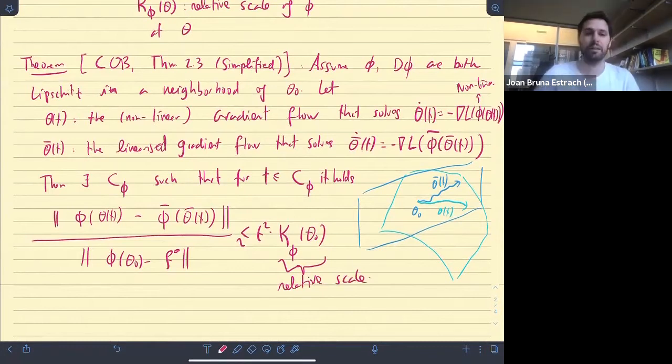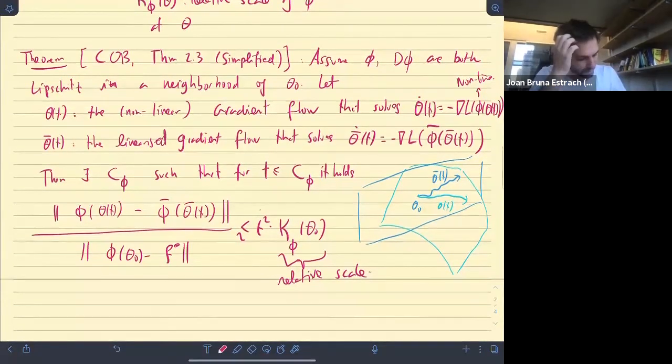Okay, so here you have a result that is quite intuitive, right? I told you that this relative scale is a way to measure kind of the curvature of the space of functions at initialization. In the sense that if this relative scale was zero, it means that my space of functions was just defining a linear subspace in the space of functions. So think about this as a kind of curvature. The less curvature my space of functions has, the smaller the error of linearization, right? But what is remarkable in this result is that this is not just the error I have at the beginning. The error somehow is controlled, it has a certain control. In this formulation, it just increases quadratically with time.